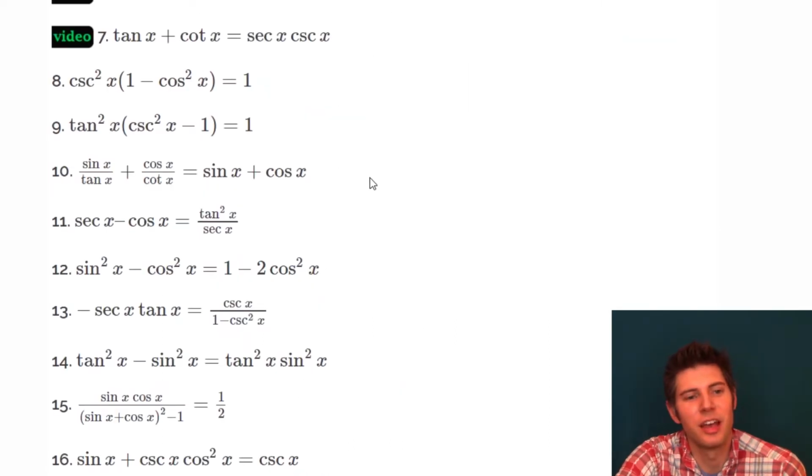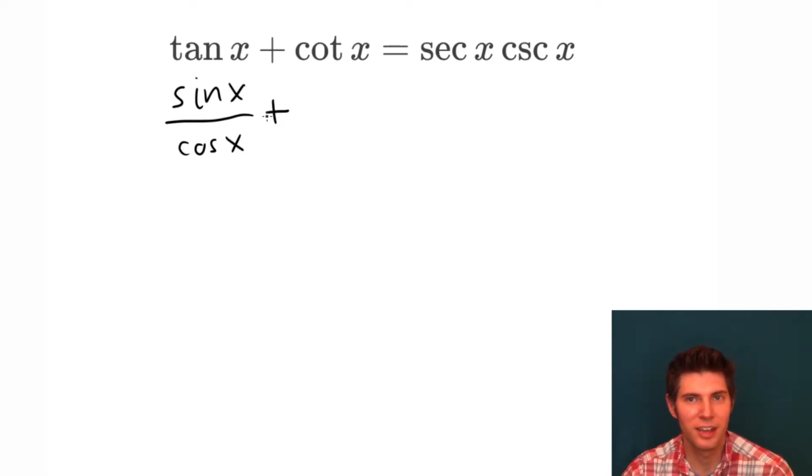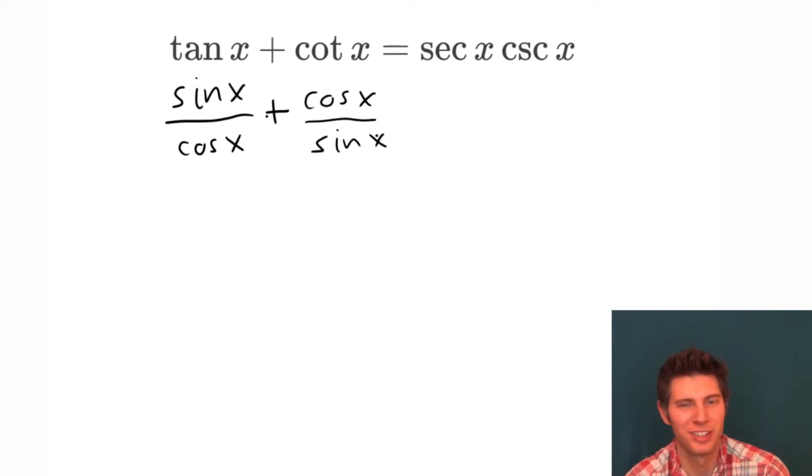Next one. So number 7, tangent x plus cotangent x equals secant x cosecant x. So my first step, rewrite everything in terms of sine and cosine. So tangent x is sine x over cosine x plus, and cotangent x is cosine x over sine x. We did one very similar to this a couple problems ago. So now we should already know what to do.